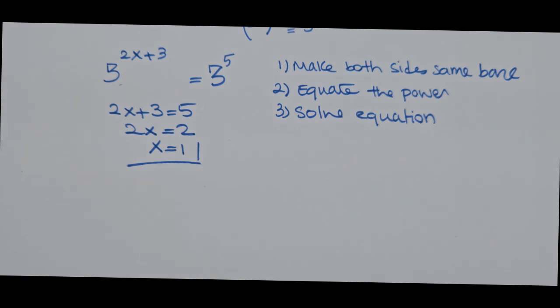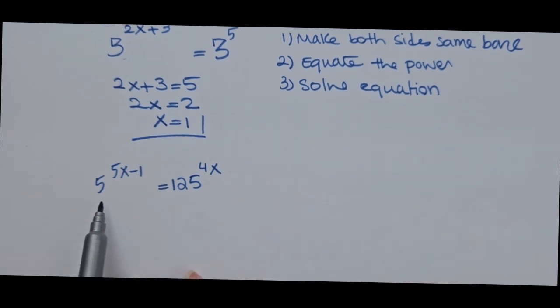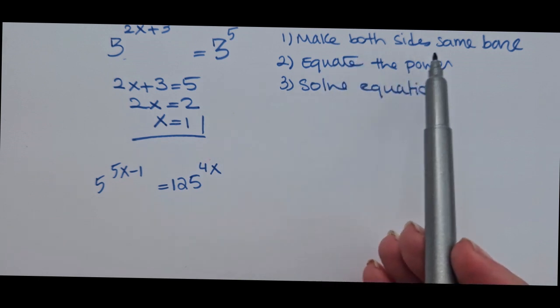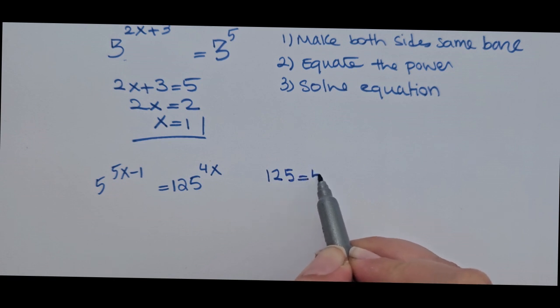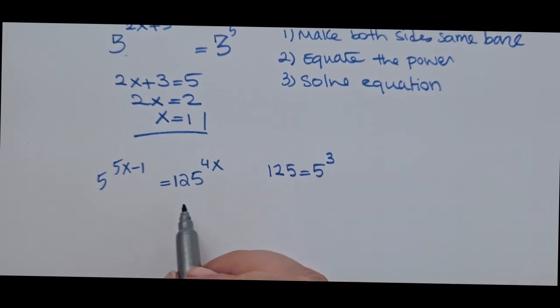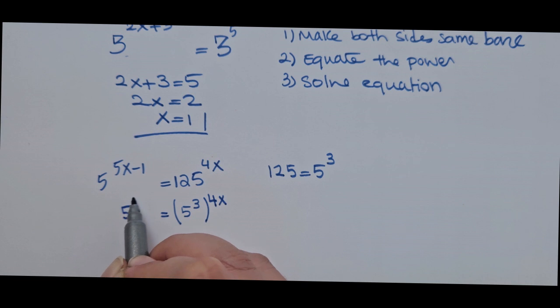Okay, the next question is 5 to the power 5x minus 1. Now this is the second equation. Let's solve it together. As you can see, on this side the base is 5. On the other side, it's 125. So in the first step, we have to make sure that both sides have the same base. We know, as a side note, 125 is 5 to the power 3. So instead of 125, I just write 5 to the power 3, all to the power 4x, which must be equal to 5 to the power 5x minus 1. Then the two bases are equal.